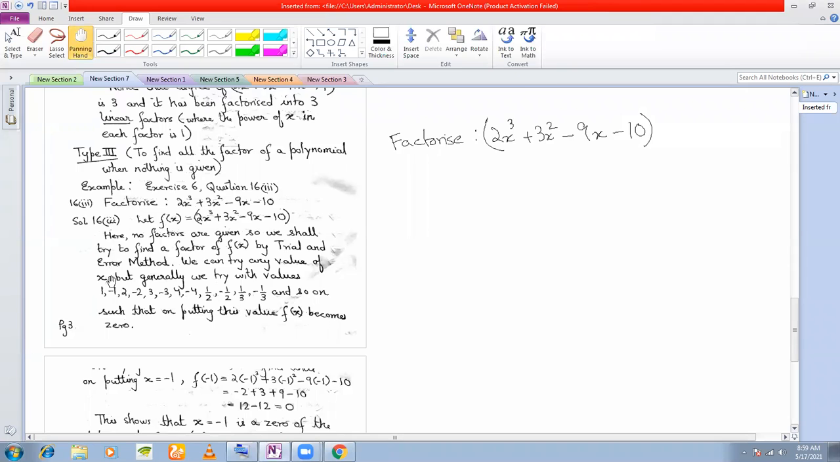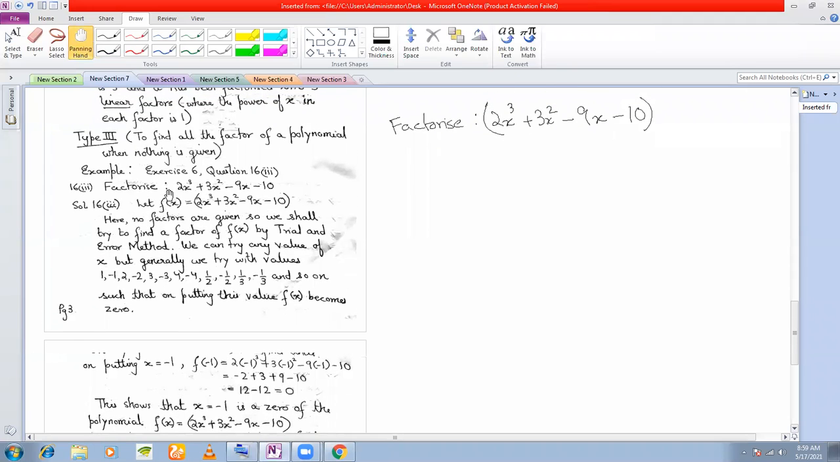This is your question. Now, how will we attempt this question? Clearly, if you see, the highest power of x here is 3, which means this is a cubic. So let's start by saying let f(x) is equal to 2x cube plus 3x square minus 9x minus 10.